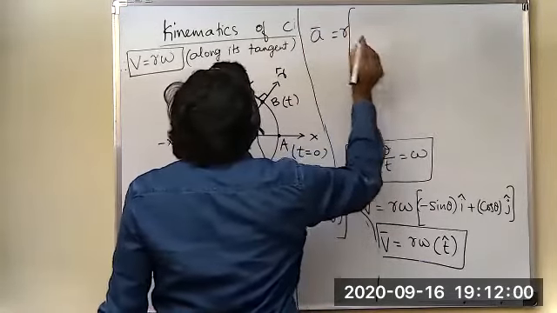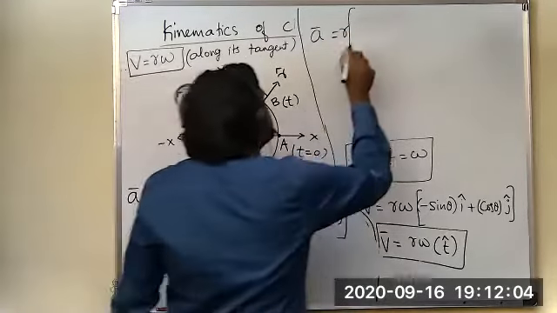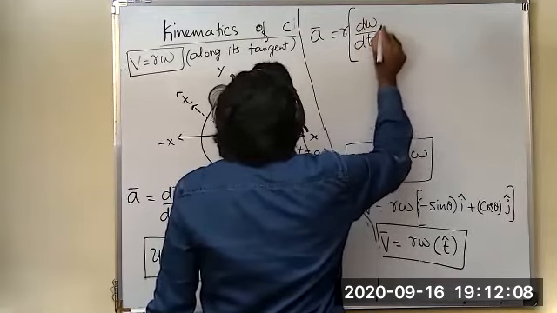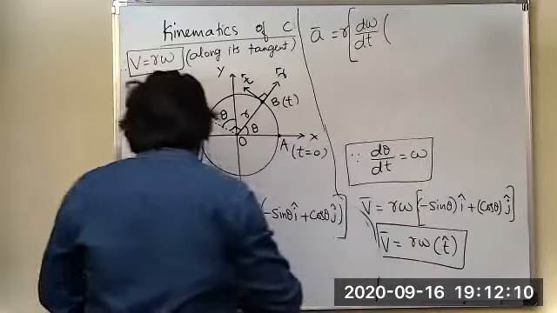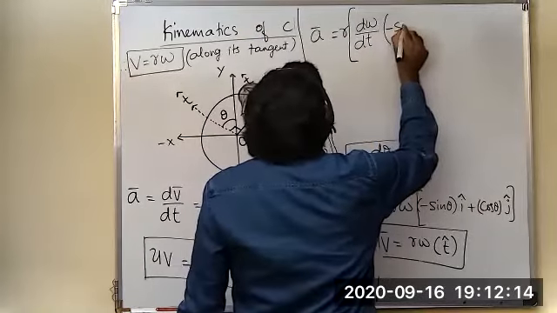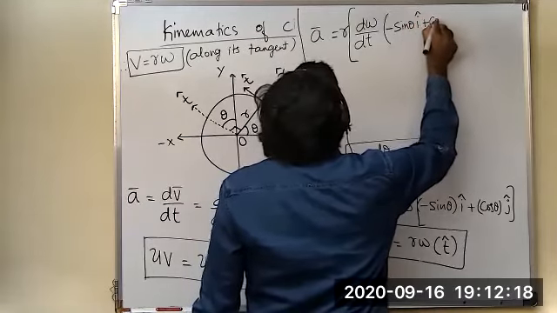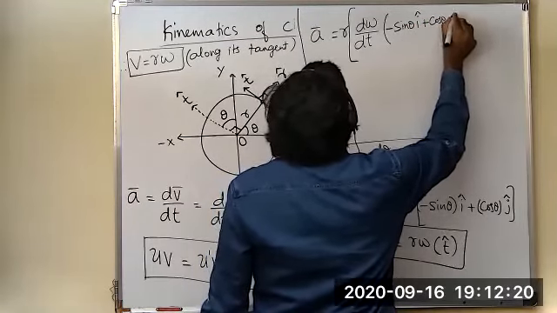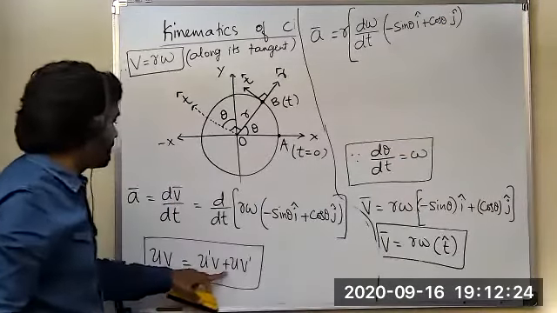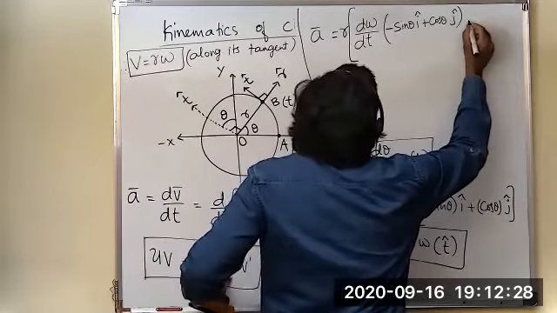I'm taking a big bracket. Now u dash is nothing but d omega by dt, the rate of change of angular velocity, into v. V is equal to this portion, so I can write it as minus sine theta into i cap plus cos theta into j cap. So u dash v is completed, plus uv dash, students. This is plus uv dash.